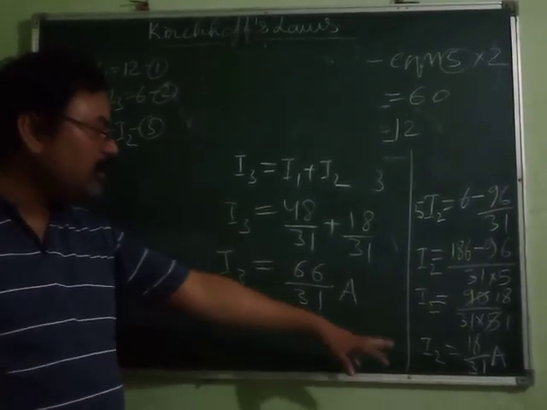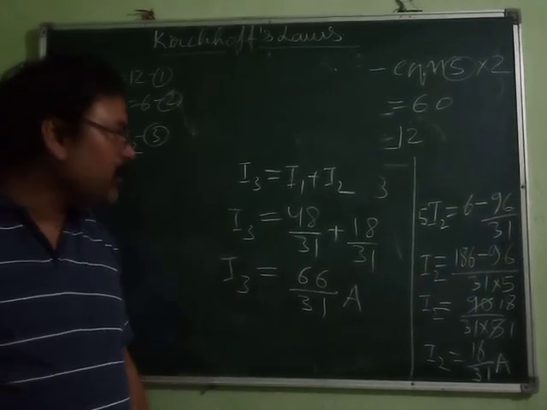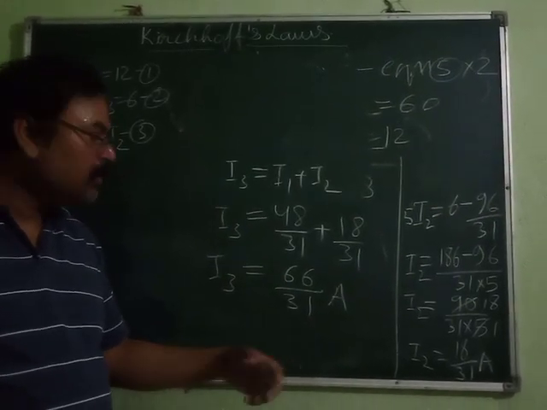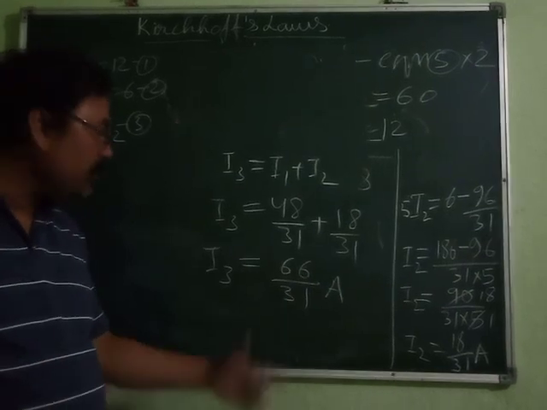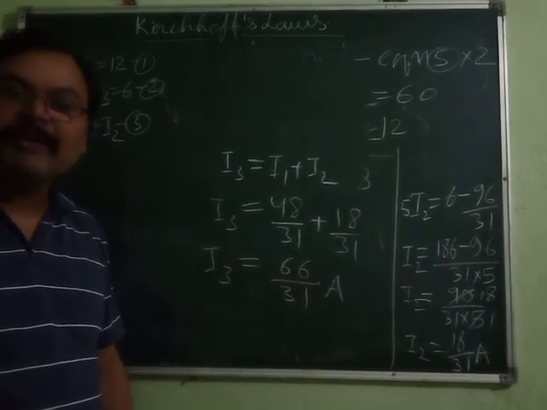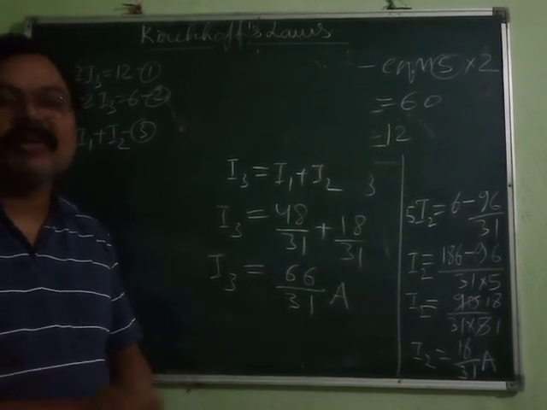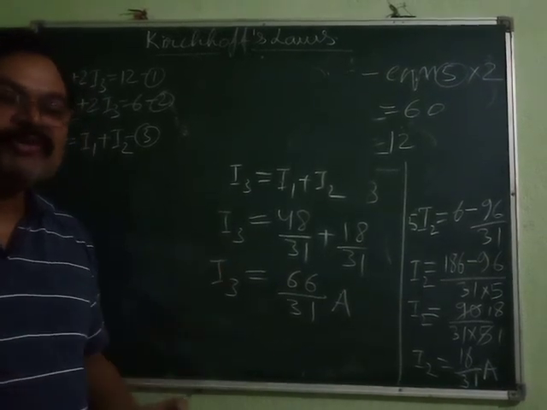So we got the answers. I1 is 48 by 31 ampere, I2 is 18 by 31 ampere, and I3 is 66 by 31 ampere. So in this way we can solve the numericals. I will come with some complex numericals in the next video.